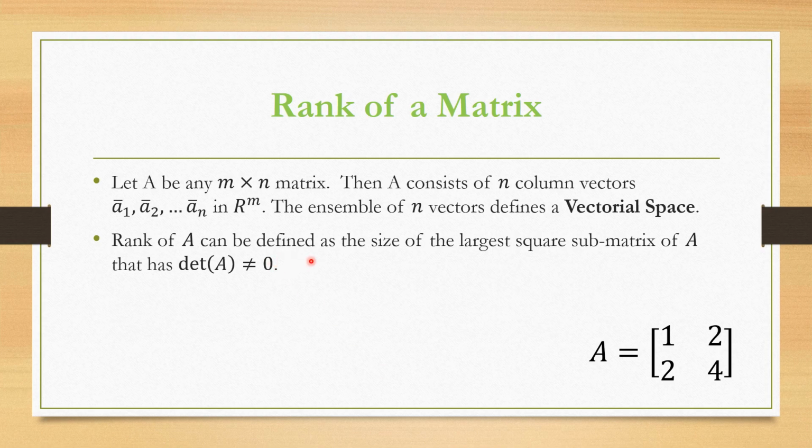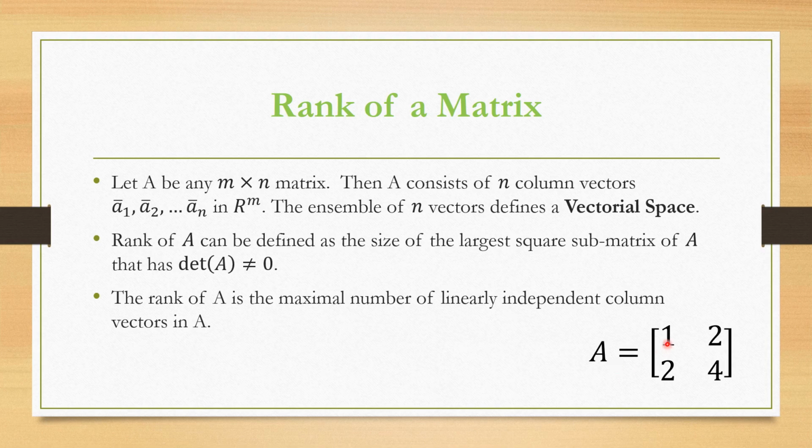Rank of A can also be defined as the size of the largest square submatrix of A that has a non-zero determinant. The largest square matrix is 2 by 2, but the determinant is 0, indicating the rank is not 2. The largest submatrix of the 2 by 2 matrix is then a 1 by 1 matrix. So the first 1 by 1 entry is non-zero. Therefore, the determinant of the 1 by 1 submatrix of A is non-zero. It indicates the rank of A is 1.